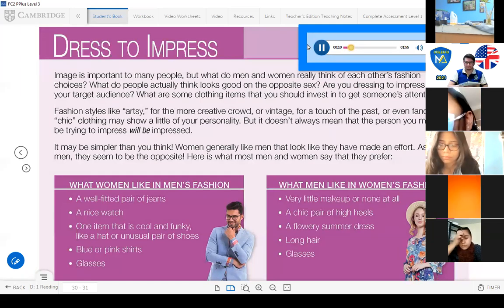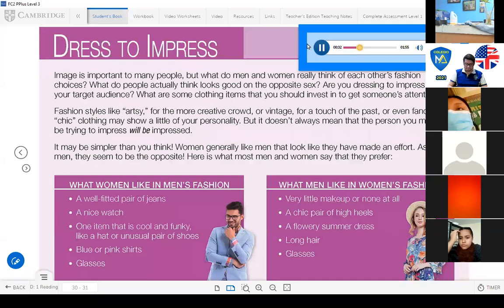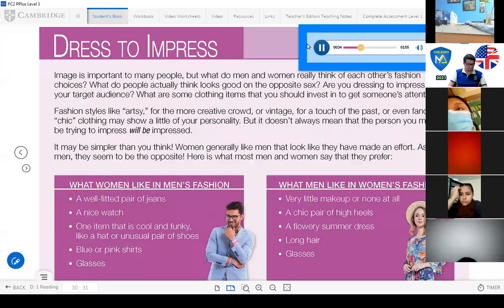Dress to impress. Image is important to many people. But what do men and women really think of each other's fashion choices? What do people actually think looks good on the opposite sex? Are you dressing to impress your target audience? What are some clothing items that you should invest in to get someone's attention?